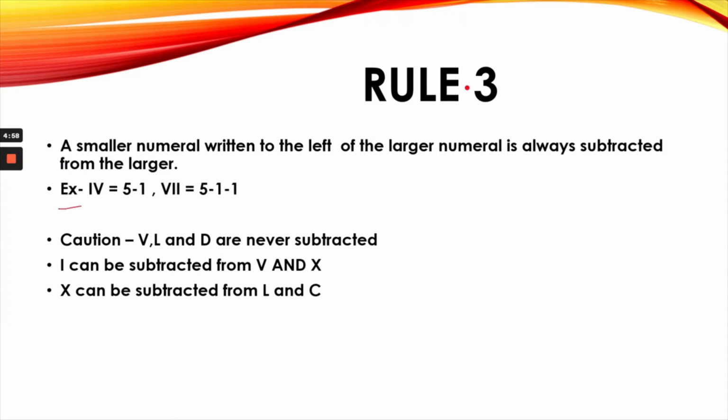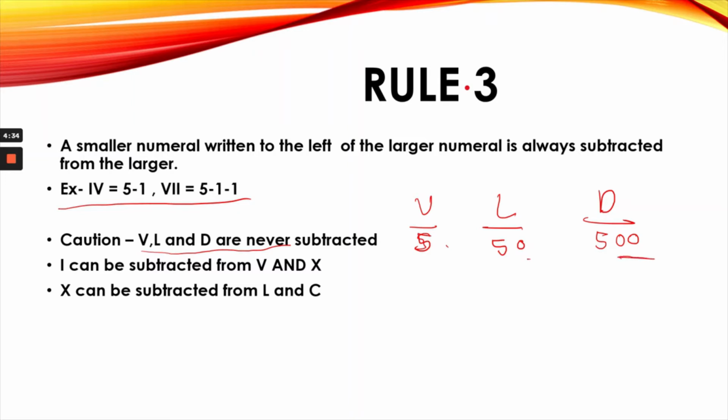Okay. So here you have seen the examples and the definition. Now let's go to the caution. The caution is V, L and D are never subtracted. V means 5, L means 50 and D means 500. You can see that 1 zero is added, then 2 zeros are added. V, L and D are never subtracted. You can easily find it by adding 0 and 2 zeros.